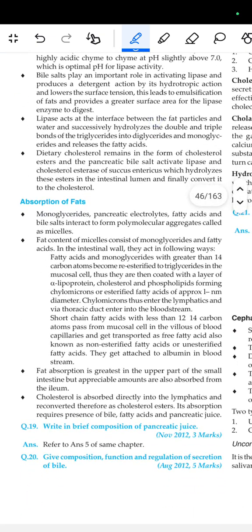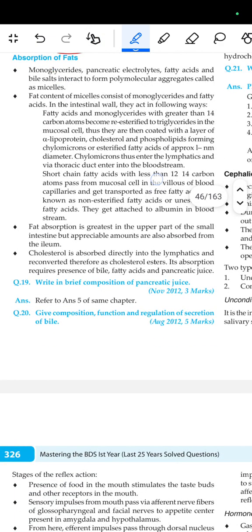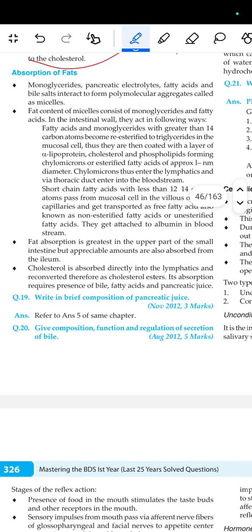Lipase acts at the interface between the fat particles and the water and successfully hydrolyzes the ester bonds of the triglycerides into diglycerides and monoglycerides and releases the fatty acids. Dietary cholesterol remains in the form of cholesterol ester, and the pancreatic bile salt activated lipase and cholesterol esterase in the succus entericus hydrolyze the ester in the intestinal lumen and finally convert it into cholesterol. Prior to absorption of the fats, monoglycerides, pancreatic electrolytes, fatty acids and the bile salts.